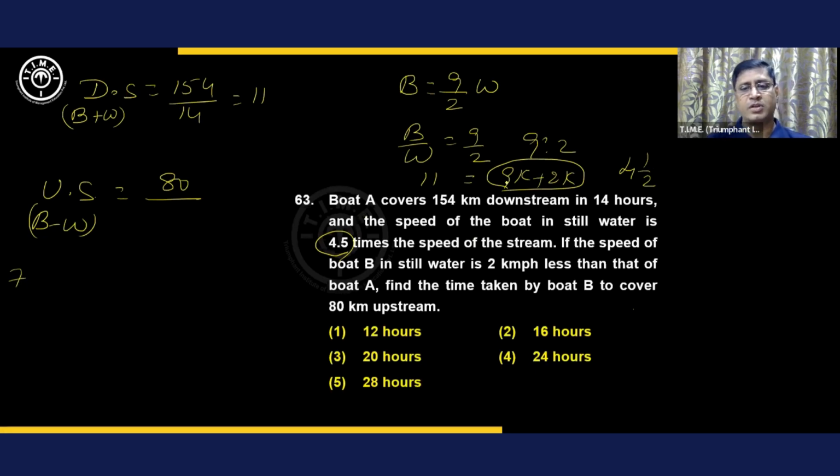So what is the value? 9K minus 2, that means 9 minus 2. That is 7. What about the W? W is equal to 2. So 7 minus 2, that is equal to 5. Simplify, it will give the answer. That is 16 hours. Right choice, option number 2. Second choice is the right answer.